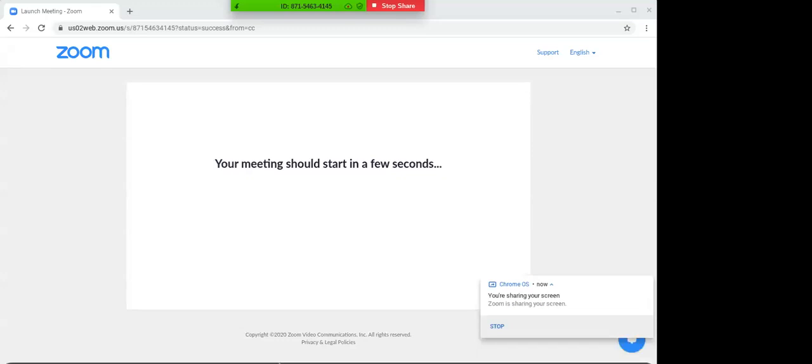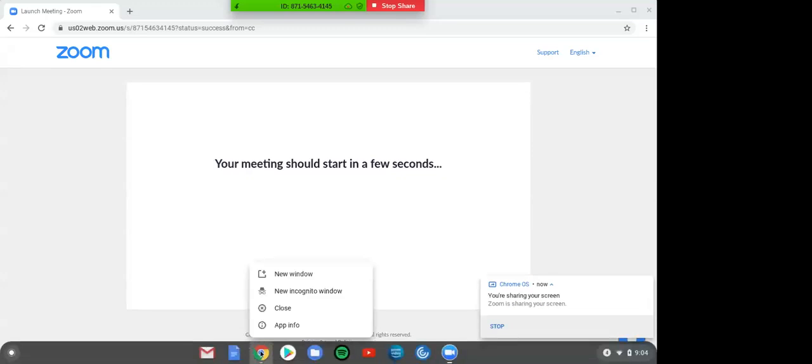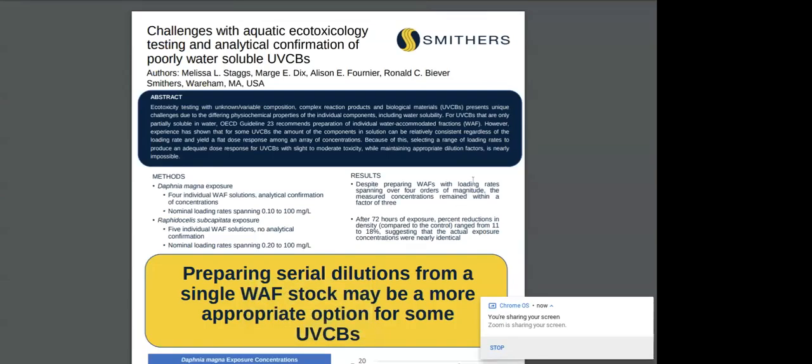All right, let's see if I can get this to work. Here it is. So I wrote this poster along with a few of my coworkers, and the topic of the poster, as I mentioned, is challenges with aquatic ecotoxicology testing and analytical confirmation of poorly water-soluble UVCBs.